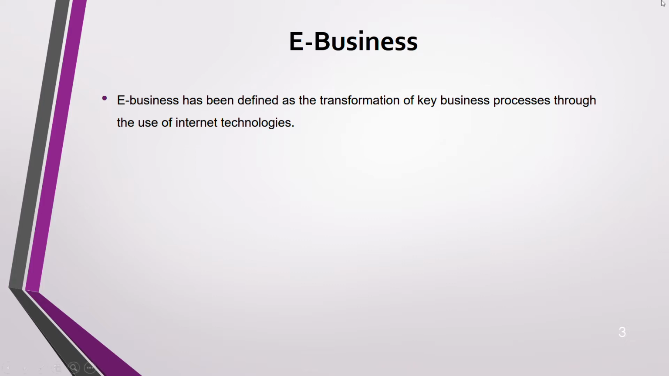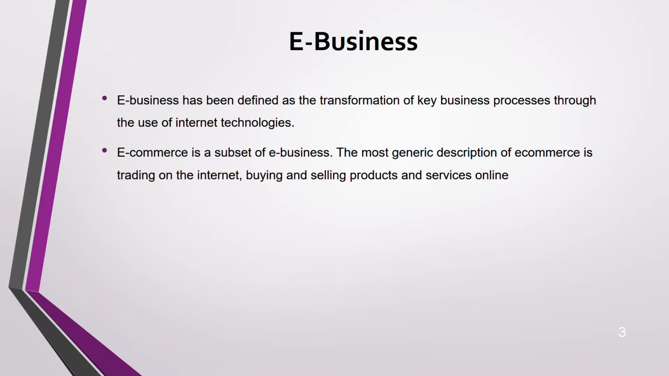What is e-business? We talk about e-business everywhere, right? It is defined as the transformation of key business processes through the use of internet technology. Everything remains the same. You are doing a business, but you are doing it on an electronic platform. You are using internet technologies to carry out your business. That's the transformation. Next, what is e-commerce? E-commerce and e-business are two different things. Do not get confused. That's the reason I have put this definition here.